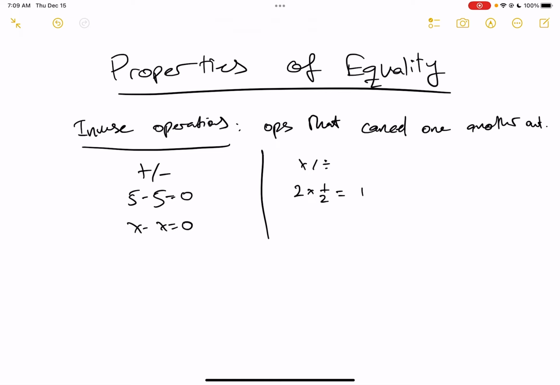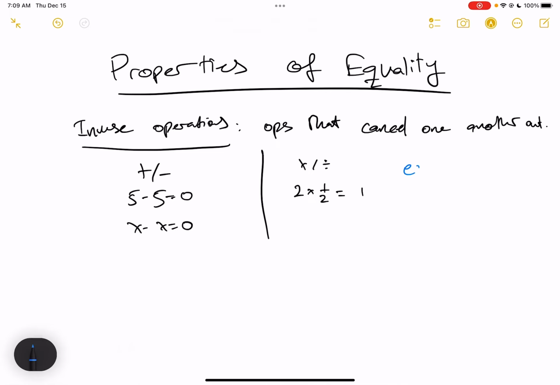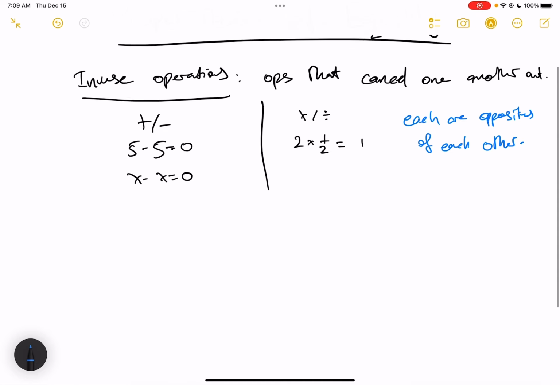All right, so I'll leave a comment right here, in another color. Each are opposites of each other, which is the easiest way to understand inverse operations. And that's going to come into practice later.